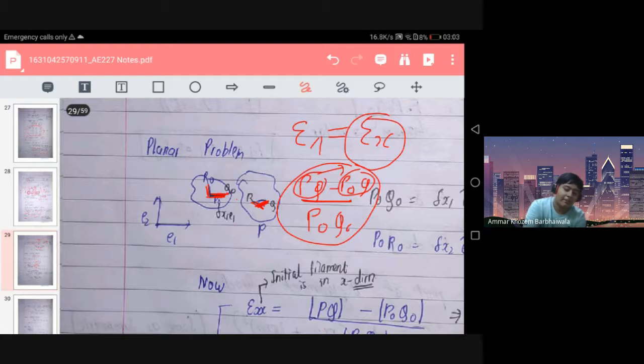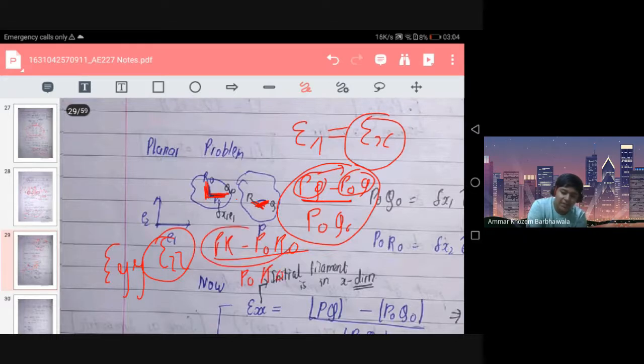Similarly, I can define it in y direction, and that I would denote as epsilon yy, or epsilon 2 2, that component of the engineering strain tensor. So epsilon 2 2 is PR minus P naught R naught, divided by P naught R naught. This is the change in length in y direction upon the original length in y direction.